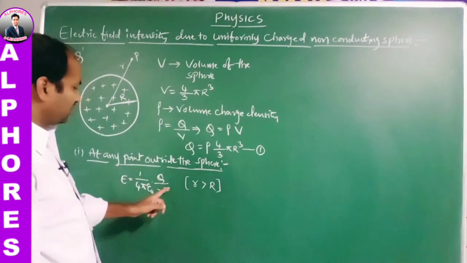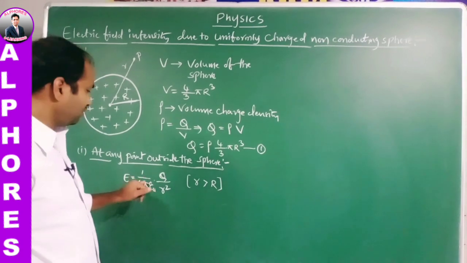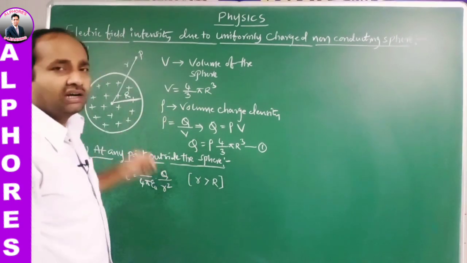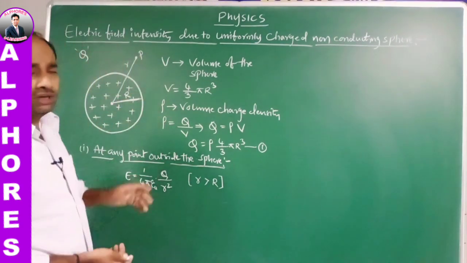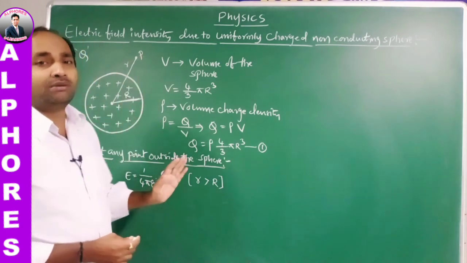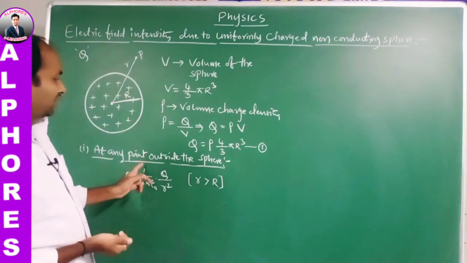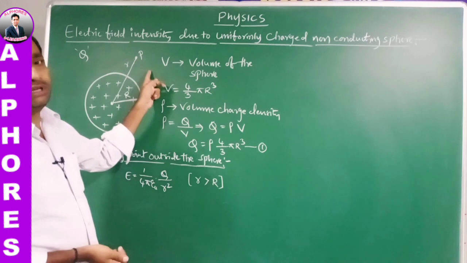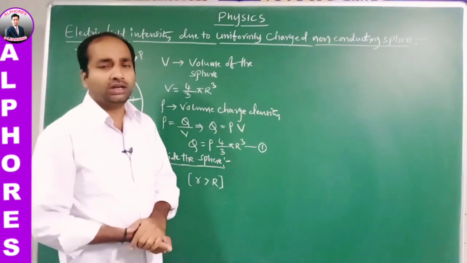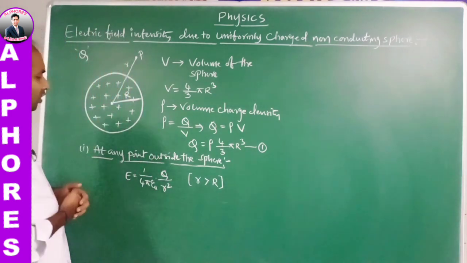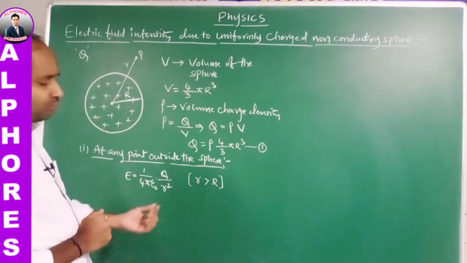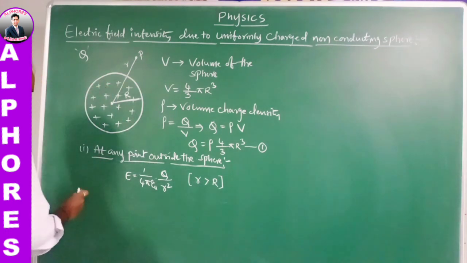As we already proved in the last topic, E is equal to 1 by 4 pi epsilon naught Q by r square, by constructing a Gaussian surface around the sphere, whether it is conducting or non-conducting. At any point outside the sphere, the value remains the same. Now at any point on the surface, small r is replaced by capital R.